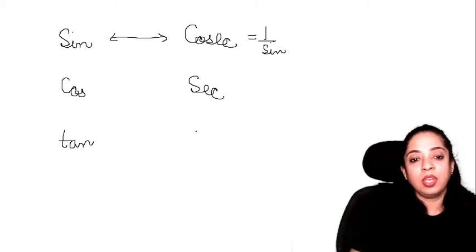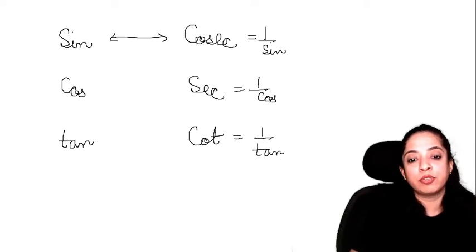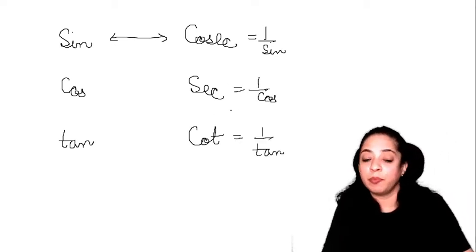Sec and cot. Okay, so sec is the reciprocal of cos and cot is the reciprocal of tan. You should remember these reciprocal relationships very nicely.